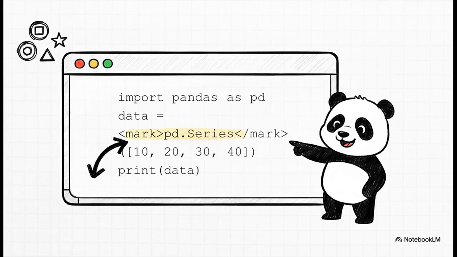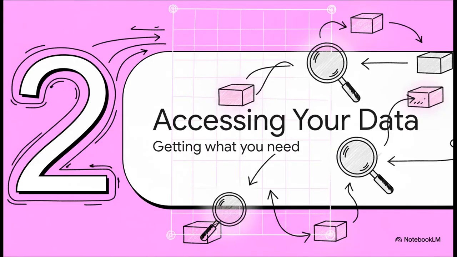And you know what? Making one is super easy. First, you import Pandas, and everyone just calls it pd for short. That's the convention. Then, you just use pd.Series and feed it your list of data. Boom, you've got a series. It's really that simple.